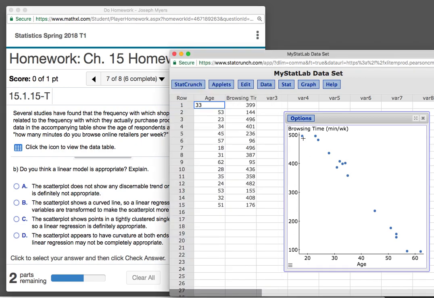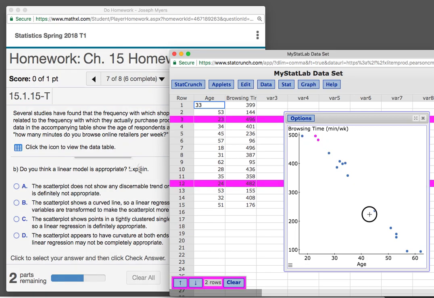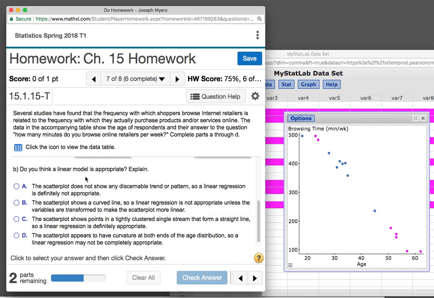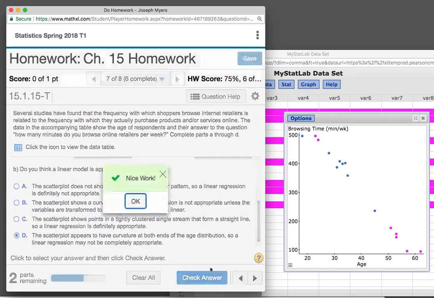But notice that there's a flattening off at the beginning, like that. Then it goes straight down, and then it flattens off over here at the end. So there's a little bit of a curve at the beginning. So it might not be completely appropriate, but it looks mostly straight.